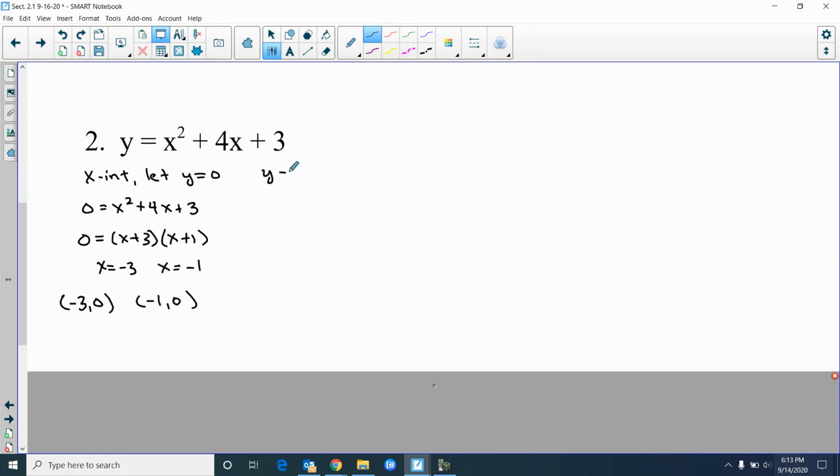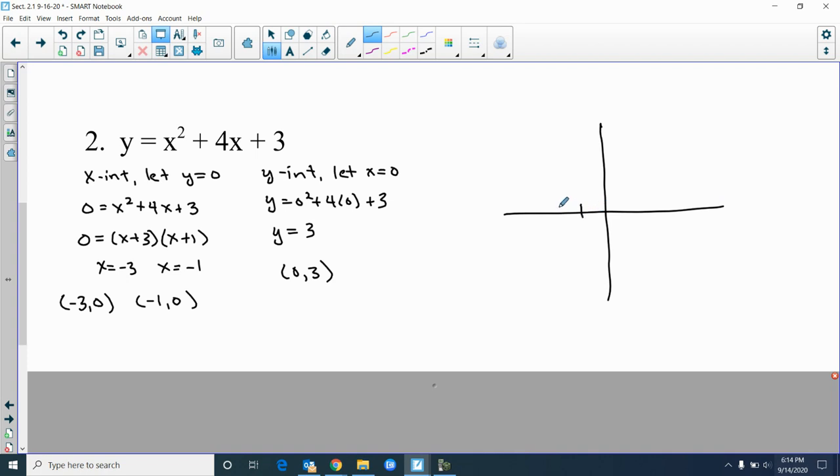For the y-intercept, let x equal 0. So you get y equals 0 squared plus 4 times 0 plus 3. Well, that all washes out. You're just left with y equals 3. So I'm left with 0, 3. Well, those are important points. So I got negative 3, 0. I got negative 1, 0. And then I got 0, 3.